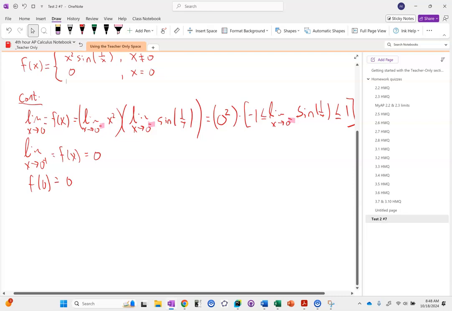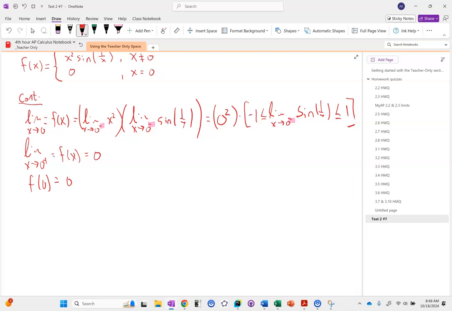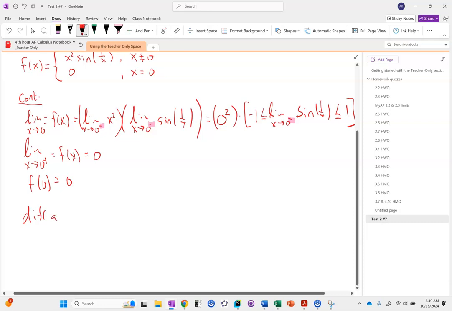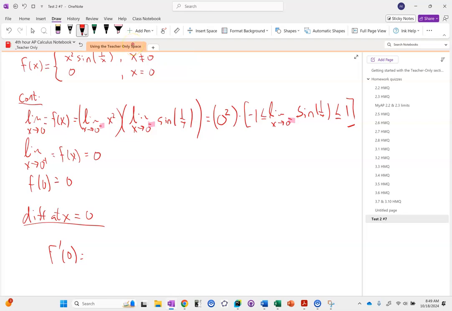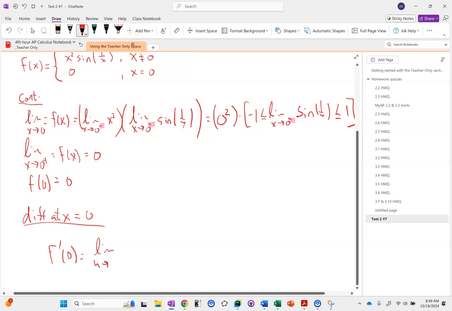Now what I want to do is show you that f is still differentiable at 0. So if I want to calculate f prime of 0 for a piecewise function like this, where the 0 is a standalone, I'm going to use my limit definition. So I'm going to take the limit as h approaches 0 of f of 0 plus h minus f of 0 all over h.